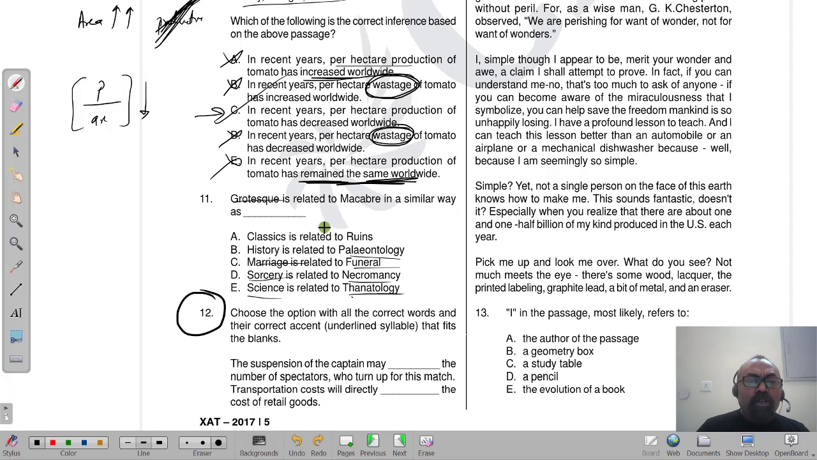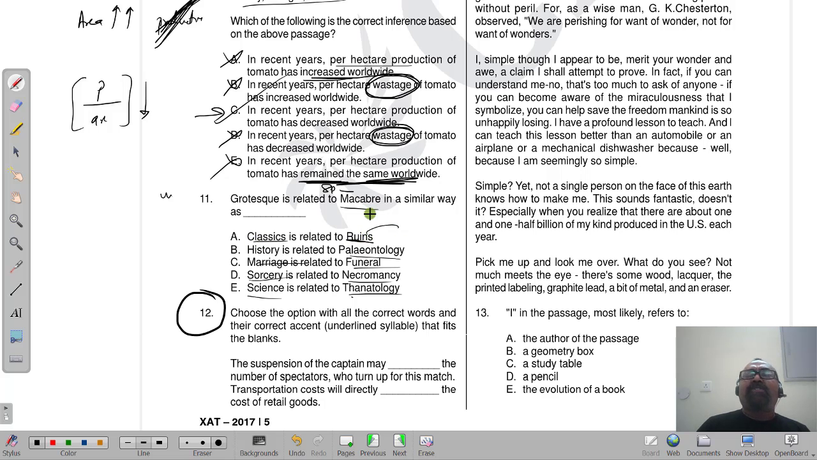Grotesque is fine, macabre. So grotesque is something that is unpleasant. Macabre is also unpleasant, but macabre has the feeling of death or thinking about death. Macabre also has the element of death. It's that unpleasantness coming from death. So this is a general unpleasantness, and this is a specific unpleasantness. Makes sense. Classic is related to ruins.